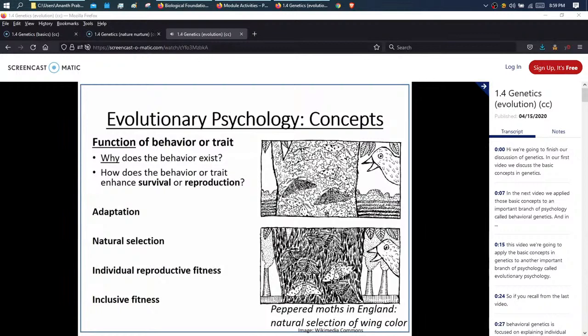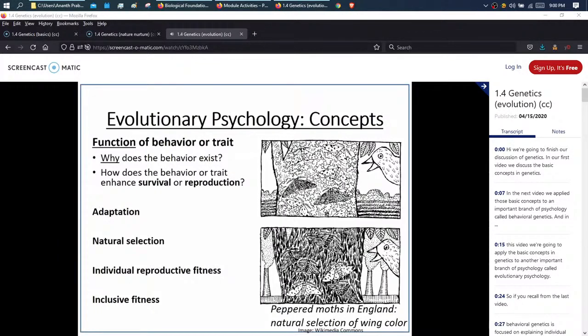So in a short amount of time, the species of moths shifted from mostly light-colored in that area to mostly dark-colored in that area. So that is just an example of natural selection. Okay? So when a trait is adaptive, it is more likely to be passed on to the next generation.